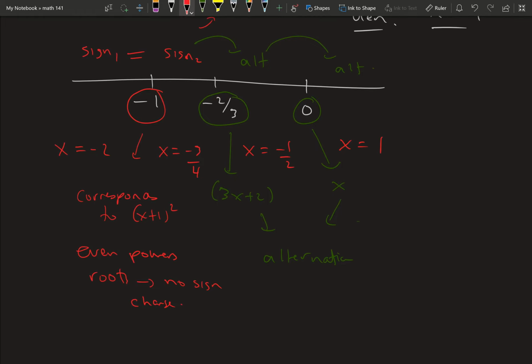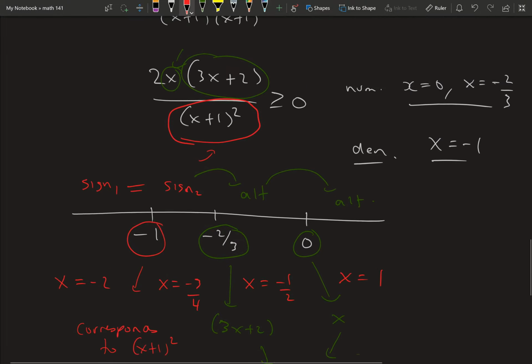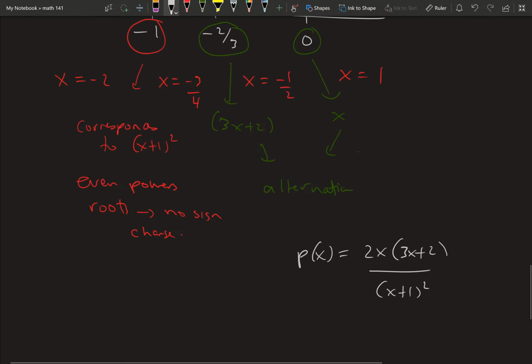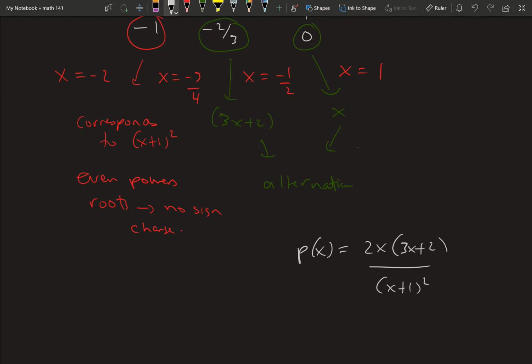So let me rewrite the polynomial here. Remember that it was 2x times 3x plus 2. So p of x is 2x times 3x plus 2 divided by x plus 1 squared. Now let's plug in a couple of numbers. Let's plug in negative 2.